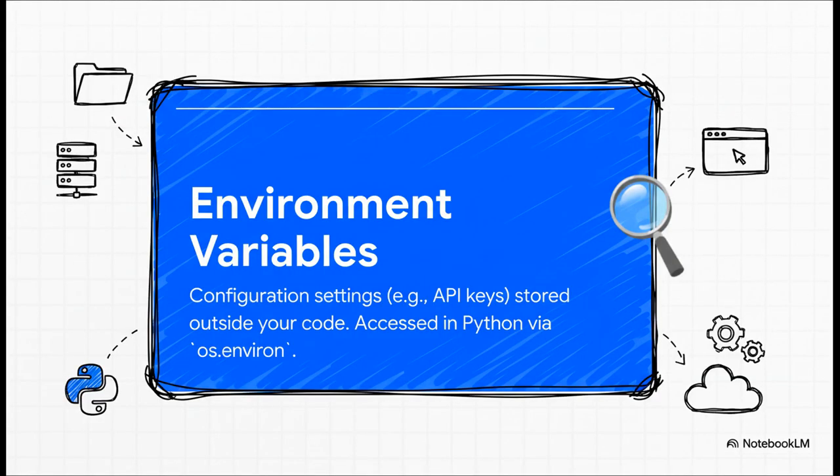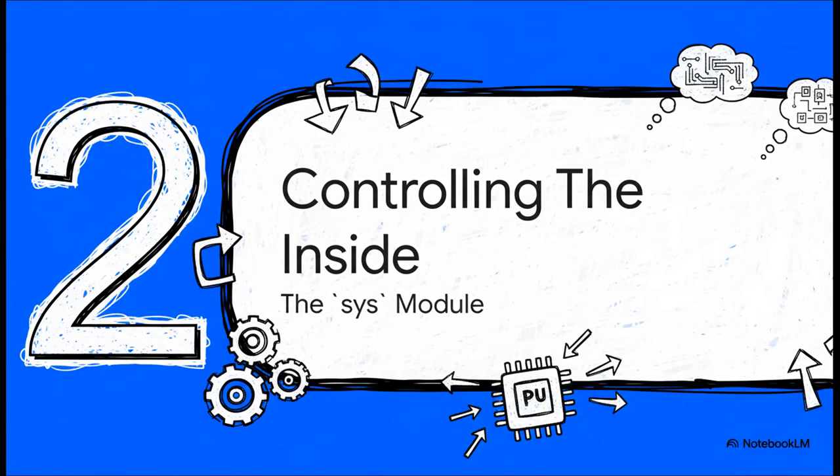Now, OS isn't just about files and folders. It also lets you tap into something super important called environment variables. Think of these as system-wide settings, like secret API keys or database passwords that live outside your code for security reasons. Using os.environ, your script can safely grab these secrets without you ever having to hardcode them. Super, super useful. Okay, so that's the outside world covered.